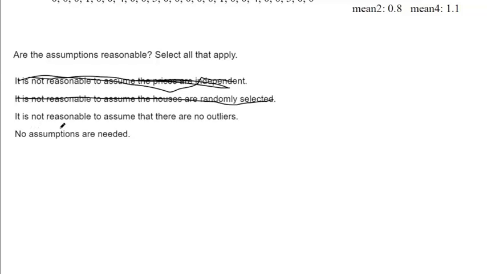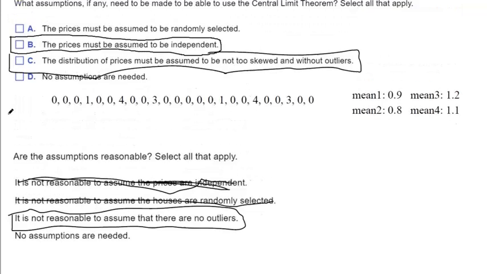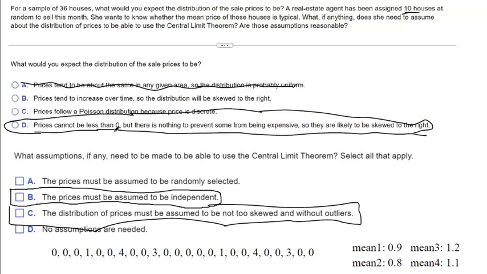It is not reasonable to assume that there are no outliers. Can we assume that there are no outliers? No, we cannot. So this is a true statement. Right? And that's because of what we answered at the beginning. There's a natural floor to the prices. There's no natural ceiling. So that means there's likely to be one outlier.